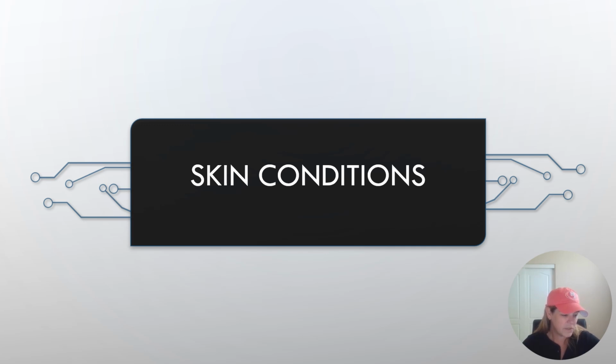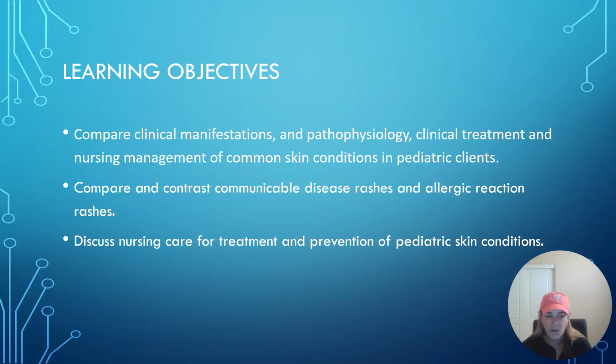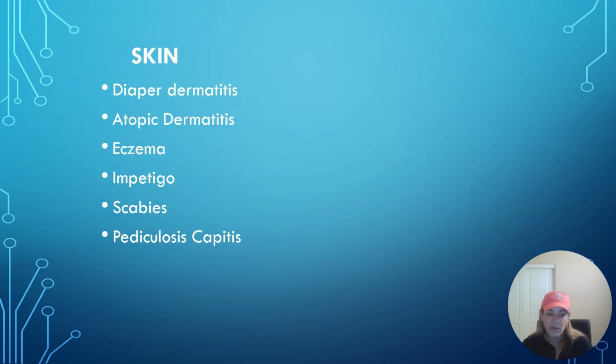Anyways, to start off with skin conditions, our learning objectives are to compare clinical manifestations and pathophysiology, clinical treatments, and nursing management of common skin conditions in pediatric clients; compare and contrast communicable diseases, disease rashes and allergic reaction rashes; and discuss nursing care for treatment and prevention of pediatric skin conditions. The disease processes we're going to be covering in this lecture include diaper dermatitis, atopic dermatitis, eczema, impetigo, scabies, and pediculosis capitis.